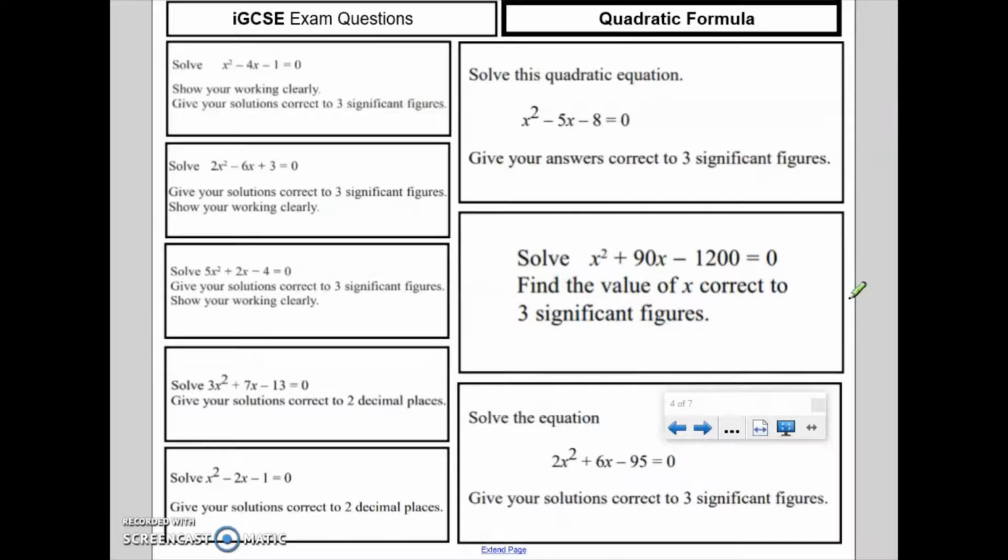For each of these questions, I'd like you to approach the question with the same method. I would like you to highlight A, B, and C. I would like you to show me the substitution that you've carried out, and show me how that has led you to your 2 different solutions, rounding those solutions to what the question asks for. Okay, so at this point in the video, could you pause the video and work through all 8 questions showing your full working out?